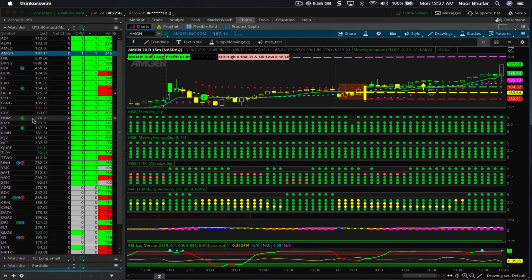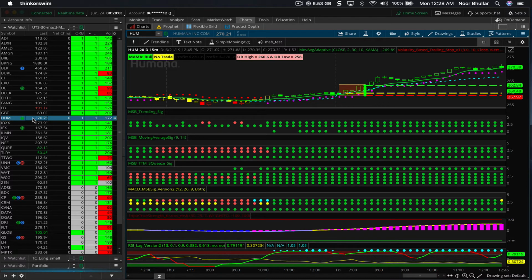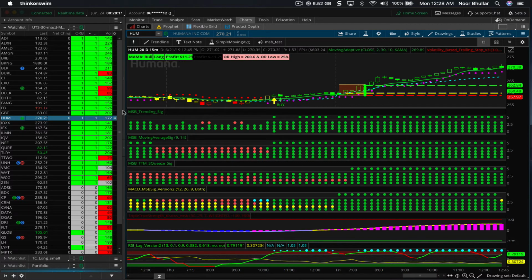Now let's take a look at Humana, and then we'll look at United Healthcare as well. These are some of the sectors that are a little bit defensive in nature, and with the market almost at an all-time high, this is a sector that has lagged a little bit, so it's doing a little bit of catching up as well. And you can see we had a buy signal generated here as well.